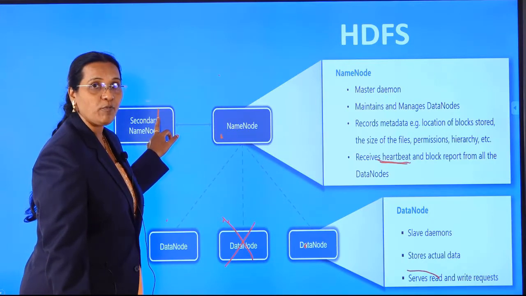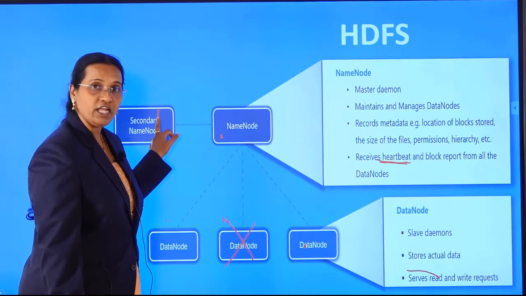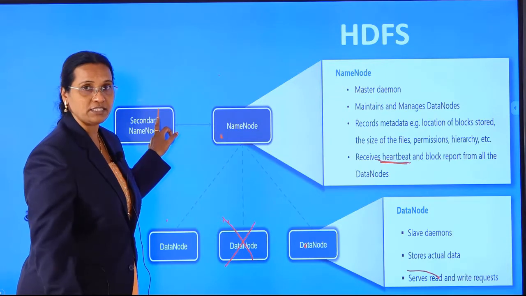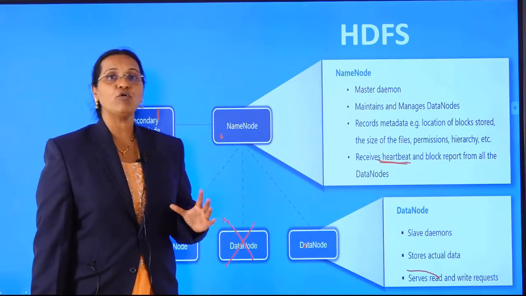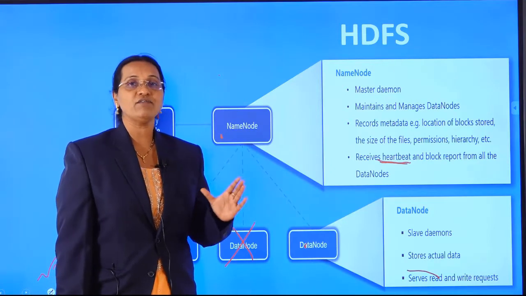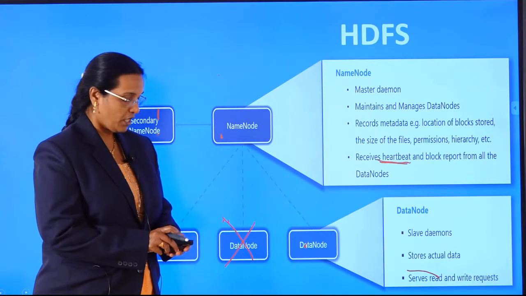Depending upon the rules and regulations of the organization, the backup may happen at the end of the day or weekly once, likewise. It depends upon the situation, right? So in this manner, the secondary name node will store all the data which the name node is holding, for security reasons, right?